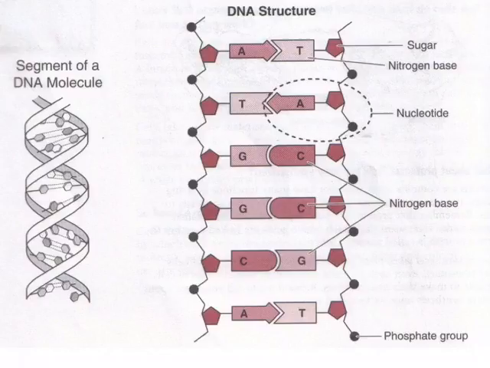Here's just a picture of the 3D image twisted up in a double helix, and then the 2D image of what it would look like if the DNA was flattened out. So the round shapes are the phosphates, and the pentagons are sugars, and then of course the nitrogenous bases are here in the middle. You can see that one nucleotide is the base, the sugar, and the phosphate.